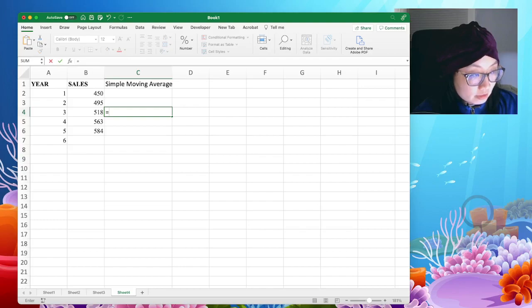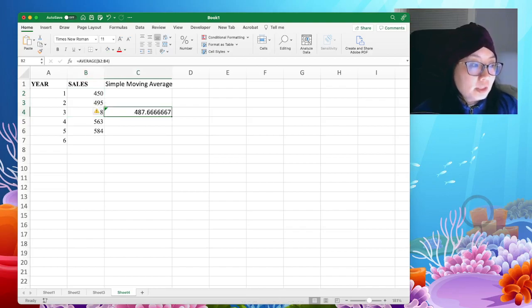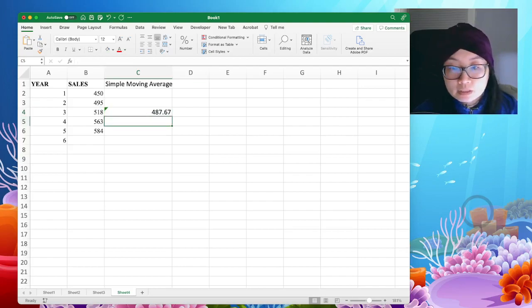An average is the sum of the number of items you want to add up and then divide by that number. So this is going to be 1463 divided by 3, which will give you an average of 487 and some change. Let's make it a little bit easier to read. Let's do two points after the decimal.